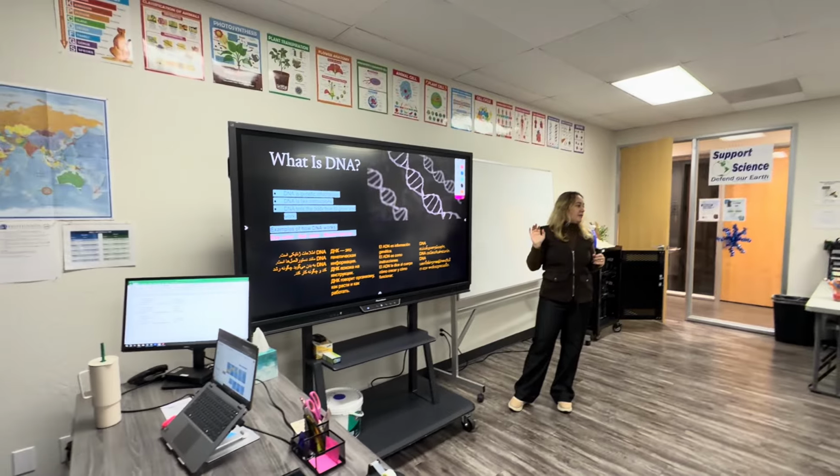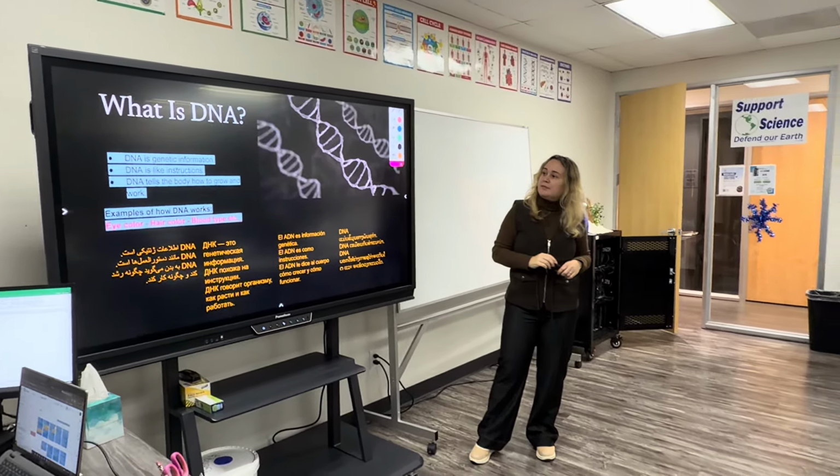Abdul, could you read about DNA for us? DNA is genetic information. DNA is like instruction. DNA tells the body how to grow and work. Example of how DNA works: eye color, hair color, blood types.